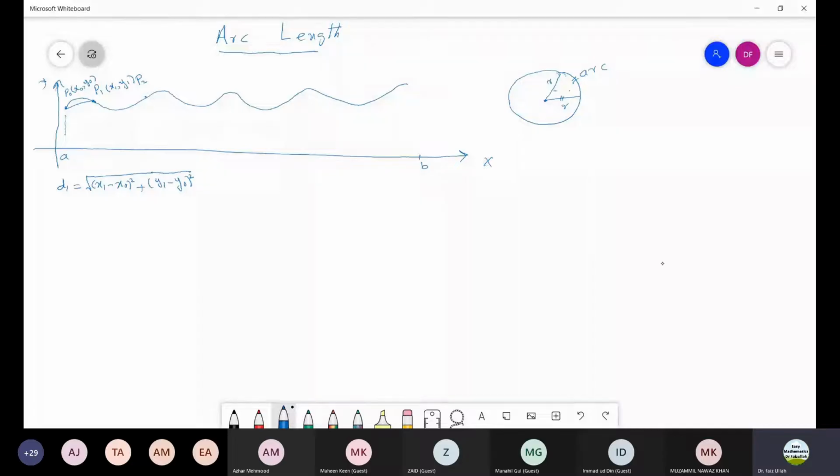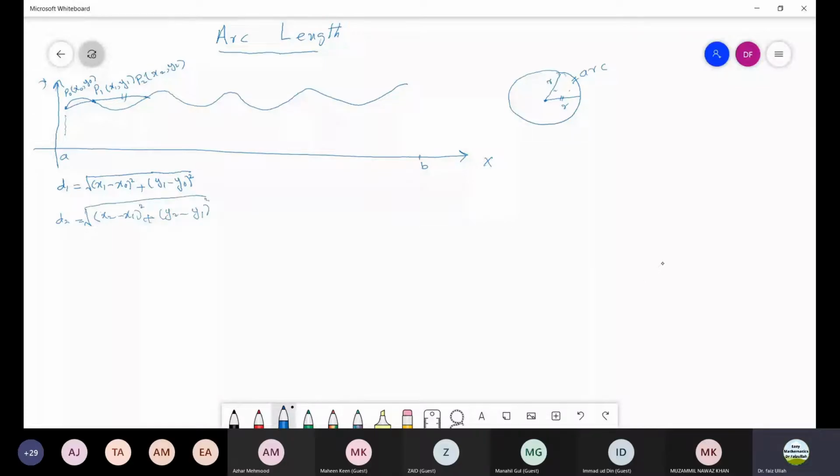Now, from point 1 to point 2, again, let us say point 2 is x2, comma, y2. Now I have to find the distance between P1 and P2. So I will say that is the distance D2. D2 is equal to under the root, now I can write (x2 minus x1) square plus (y2 minus y1) whole square, like this one.